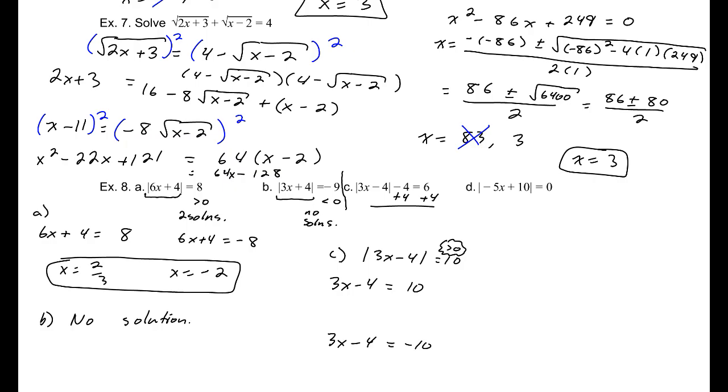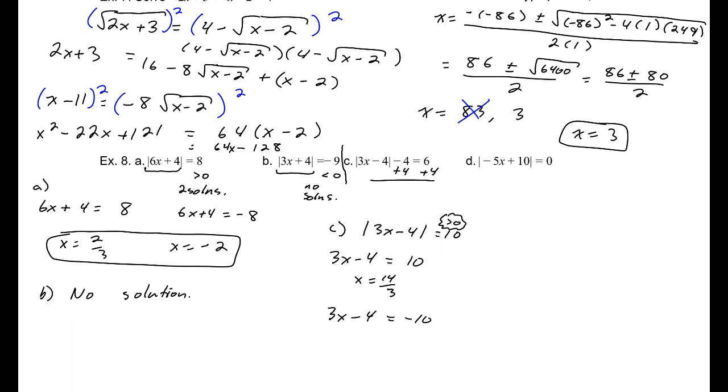Adding 4 to both sides, 14/3, x equals 14/3. And the other, negative 10 plus 4 is negative 6, divided by 3 is negative 2. So x equals 14/3, and x could equal negative 2.